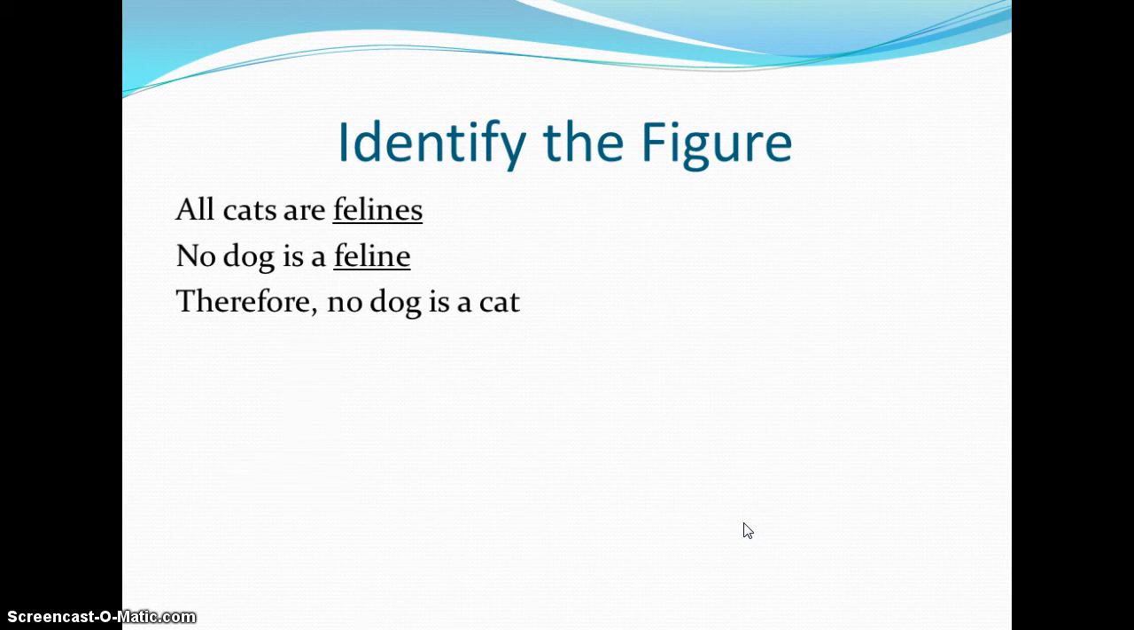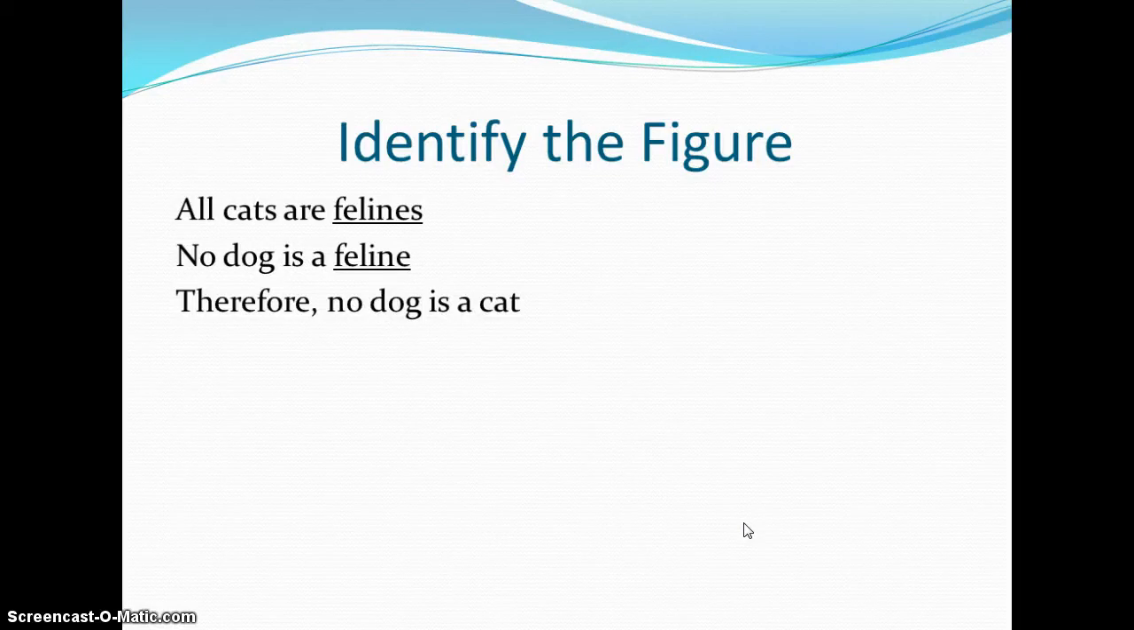Well, I don't have it here on my PowerPoint, but obviously, and as we practiced before, we first need to identify all of the terms. We need to identify the major term, the minor term, and the middle term. That would be probably the most thorough way of going about it. But another maybe shortcut is to look at the two premises and notice which term is repeated. That will tell us the middle term. And in this syllogism, felines is the term that is in both premises, so it is the middle term.